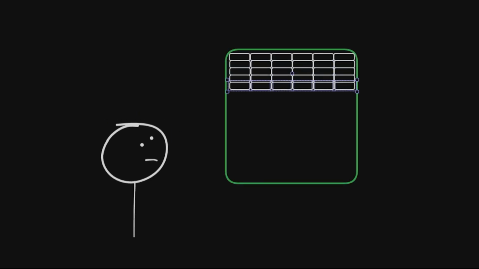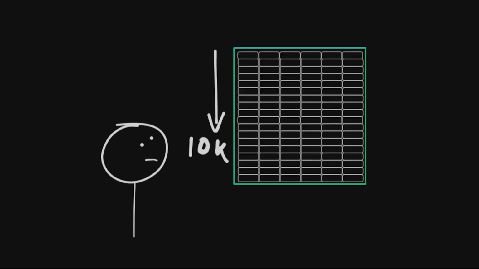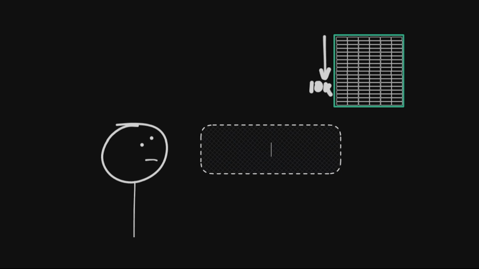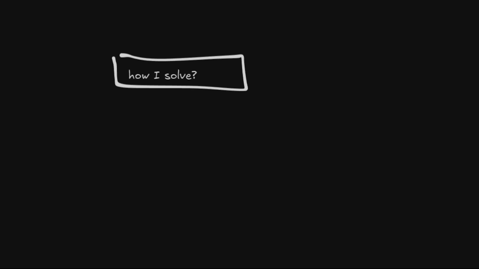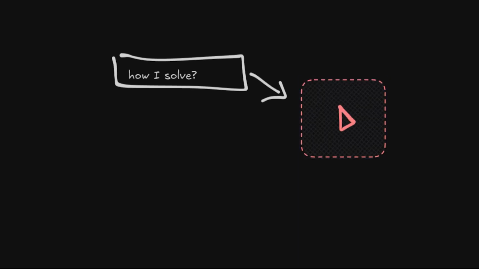A client has a spreadsheet with thousands of rows. He wants an AI chatbot that answers questions like, how much did I sell last week? How would you solve this problem inside of n8n? If you search for a video explaining this, you'll mainly find vector database related solutions.